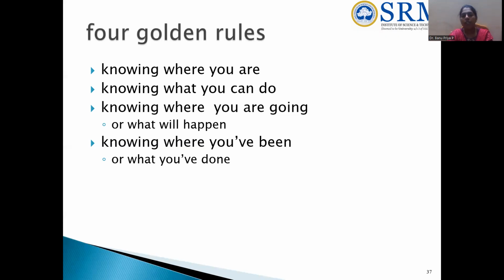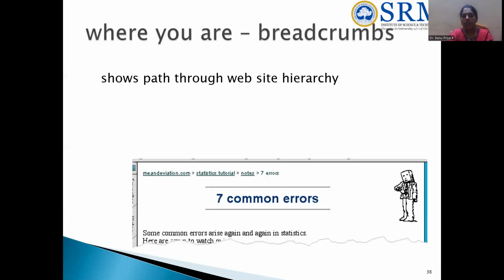Four golden rules are nothing but knowing where you are, knowing what you're doing, knowing where you're going, and finally where you are being. That is also important. So there are a few breadcrumbs in these approaches.